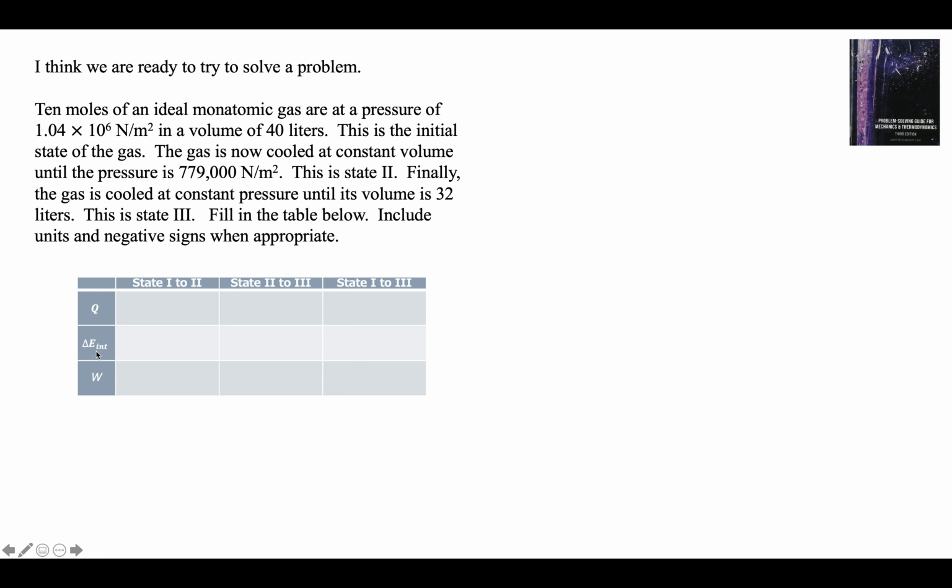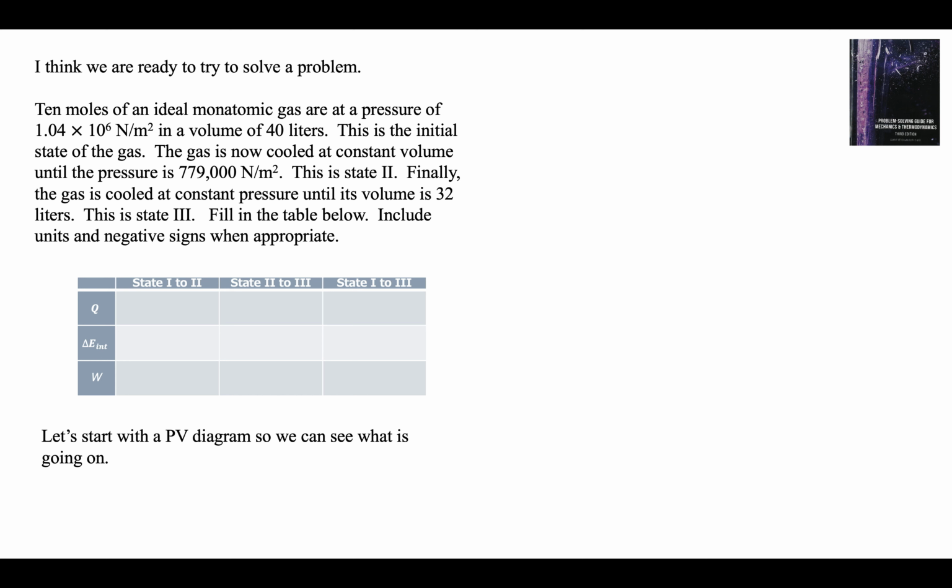Here's Q, delta E internal, and W. So from state 1 to state 2, what happened? From state 2 to state 3, what happened? From state 1 to state 3, that's the whole thing. We're just going to add up these two columns to get that.